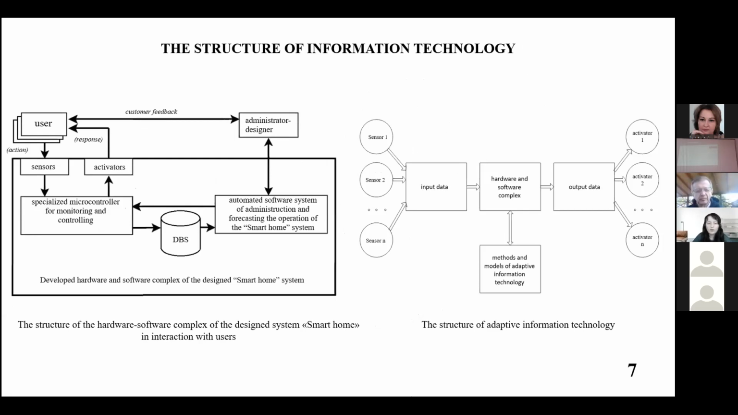In particular, on the current slide, you can see the developed structure of the information technology. This information technology includes four main components: input data generated by sensors, software and hardware, methods and models, and structured data that determines the signals to turn on or off a particular activator. For the purposes of the current work, the 8-bit microcontroller of the STM8 family was used as the base.